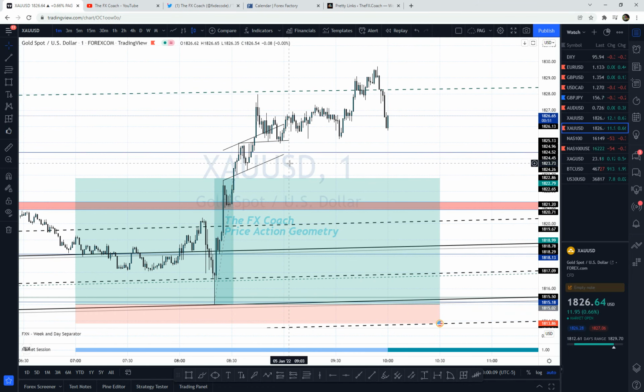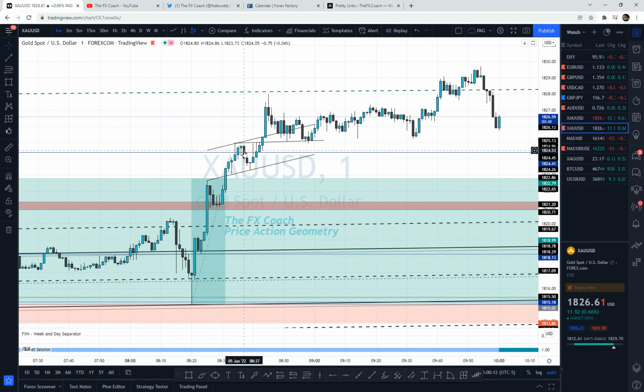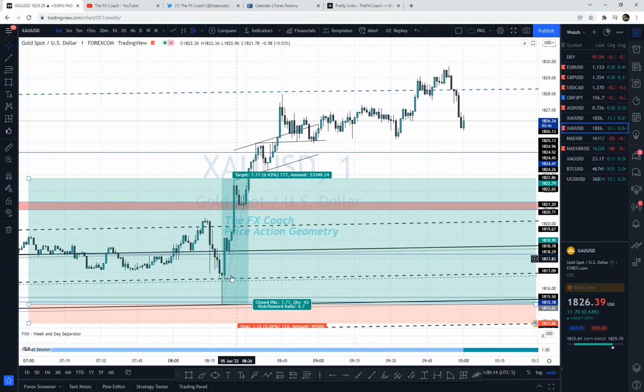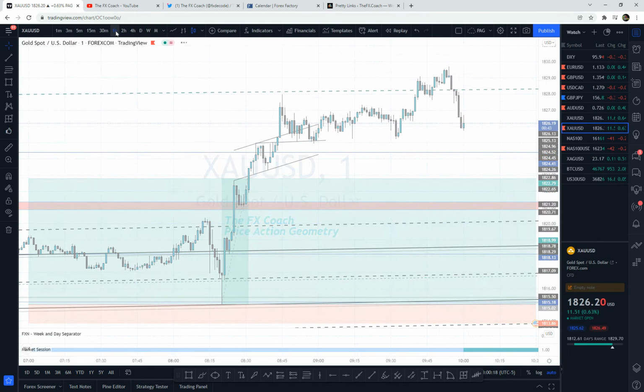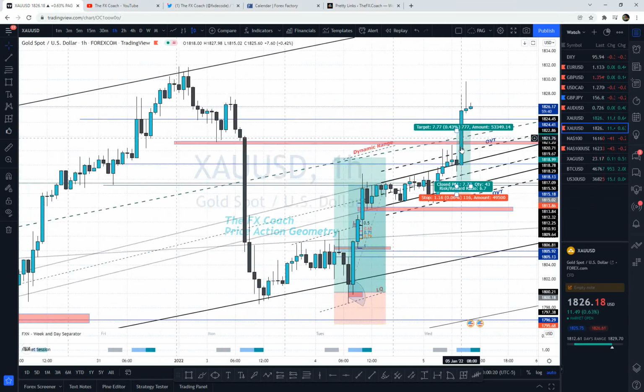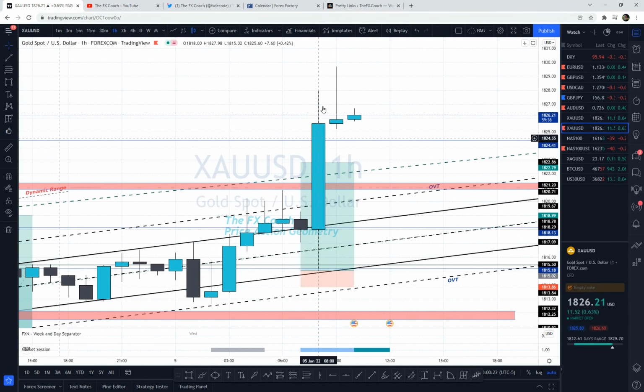First of all, when price is here, when price pushed the first time, this is the 1 hour candle. If you guys can see, there was the 1 hour candle today. So this is the 1 hour candle today.